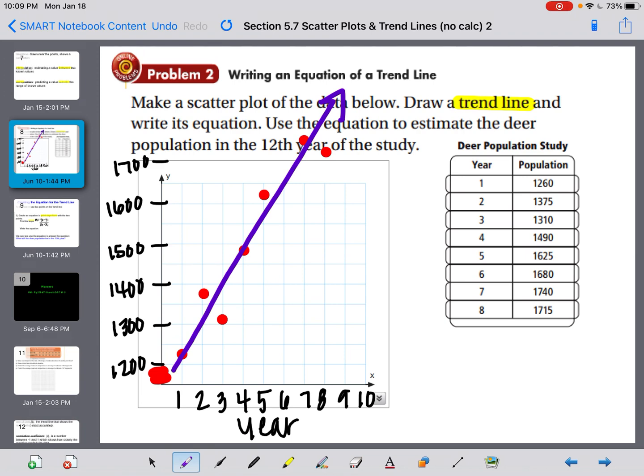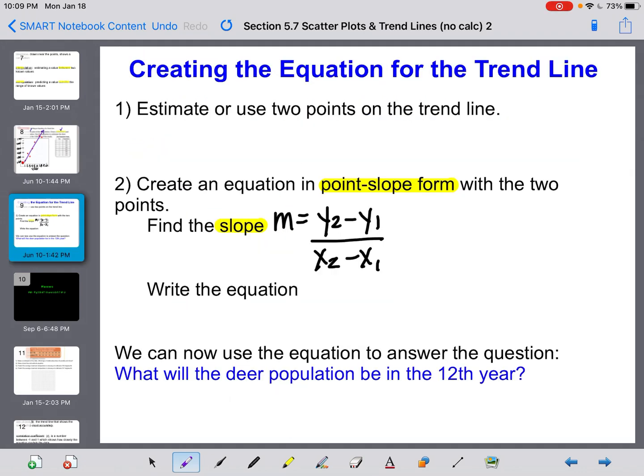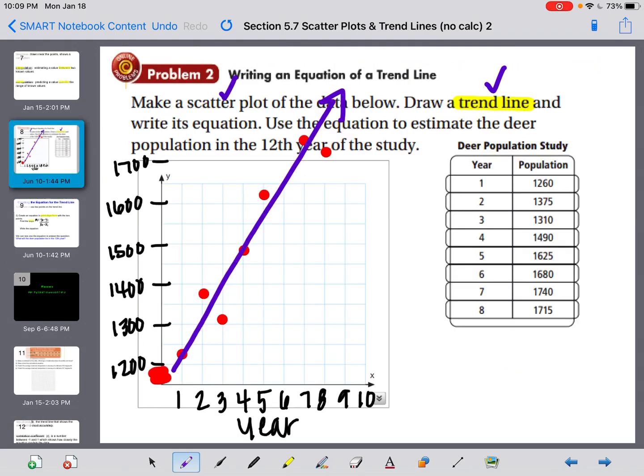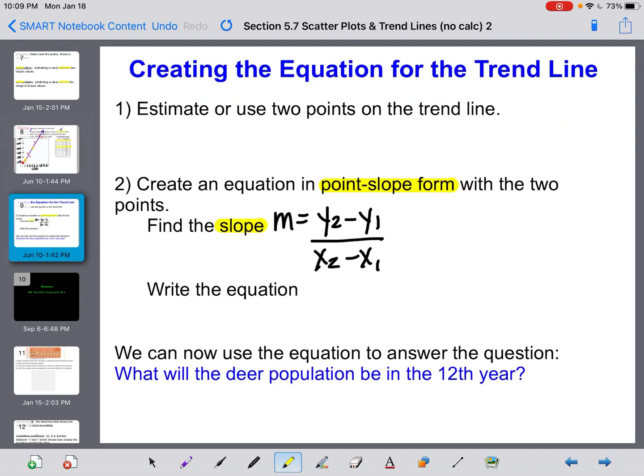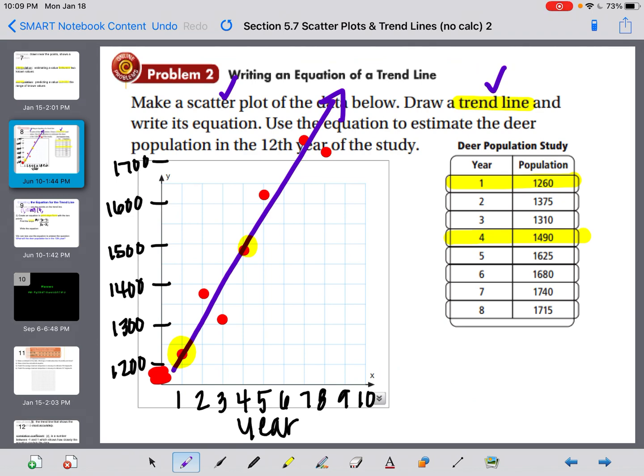Okay, so in this next slide, I'm going to show you how to do the next part. We've done the scatter plot, we've done the trend line, now we have to write the equation. The first thing we're going to do is estimate or choose 2 of the points that actually landed on your trend line. So I'm going to use this one, which happens to be that ordered pair, and this one, which happens to be this ordered pair. So that was 1,260, and 4, 1,490.